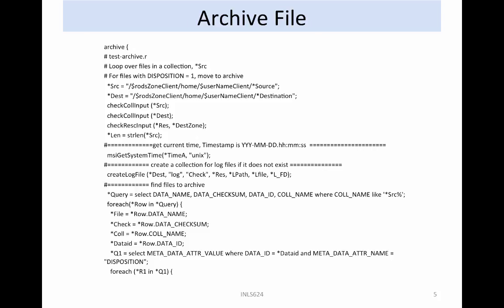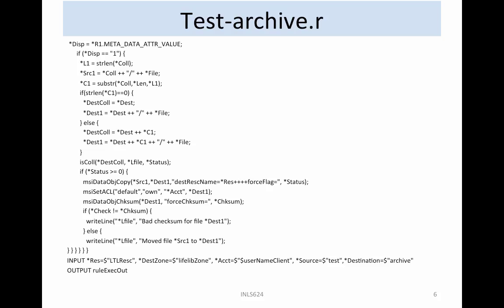The rule checks that the input collection names exist, gets the current time, and creates a time-stamped log file. A query is made for all files in the source collection and its sub-collection. A loop is then done over the files. A query is made to get the disposition flag for each file. If the disposition flag is 1, the destination path name within the archive is constructed. The path name mimics the sub-collection structure in the source directory. The sub-collections are created in the archive if necessary, and the file is copied into the archive. Access controls are set for the owner on the archive file. After the copy, the checksum of the file is validated.